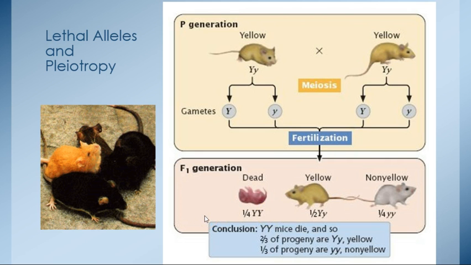Okay, so pleiotropy. It doesn't always have to be lethal. There are all kinds of examples of this, but it can cause real problems sometimes, especially if you're combining the lethal alleles with the pleiotropy.